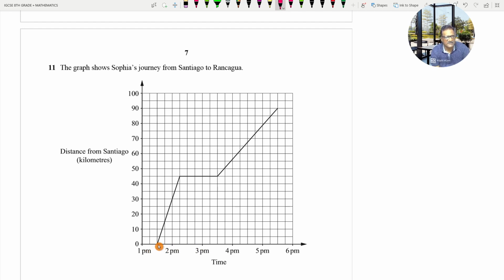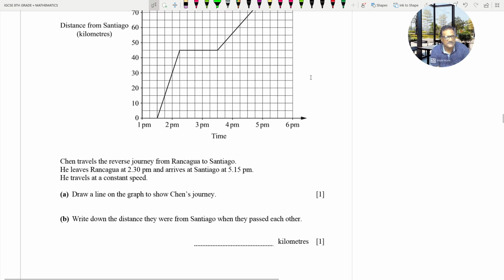Now let us see what the sub questions are. Sub question A says Shen travels the reverse journey from Rancagua to Santiago. So there is a reverse journey taken by this person, Shen.